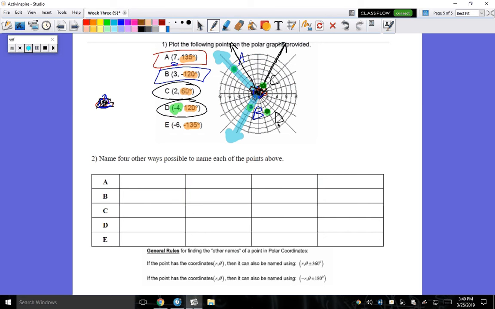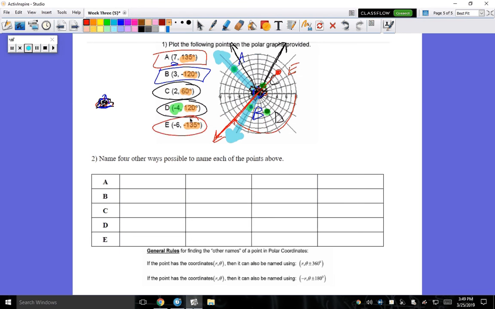And then the last one, we're going to go to negative 135. So negative 135 would go all the way here. So our body, remember, you got to rotate your body. That's why I did the blob, so you know that you're rotating first, and then you're going to walk forward or backwards. So we're looking this direction, but we're going to walk back 6. So it's going to go straight back, and here is E.